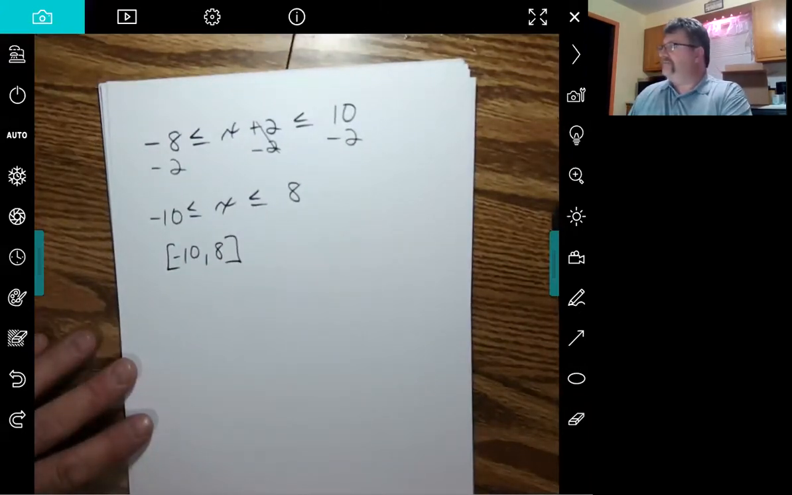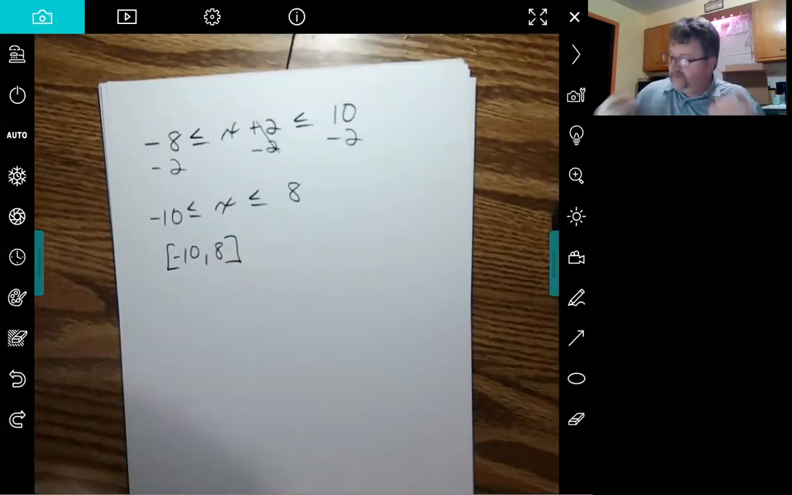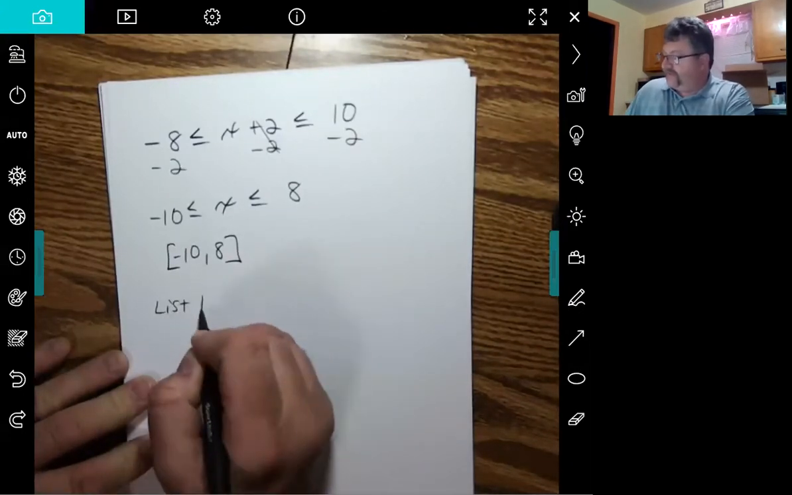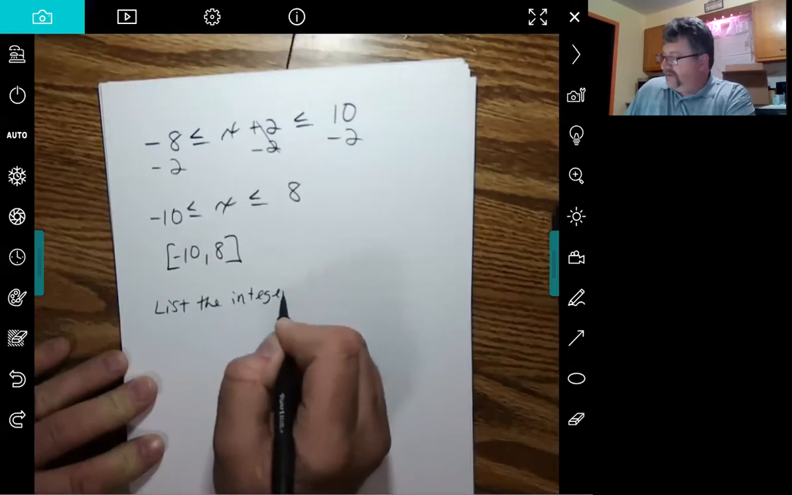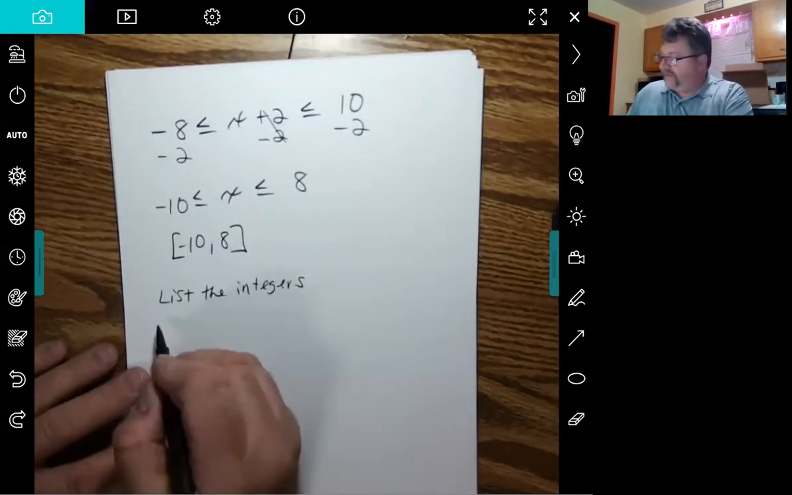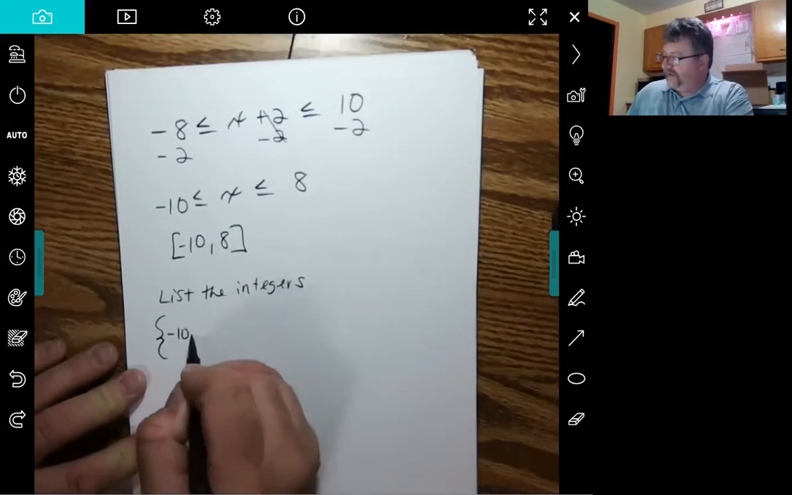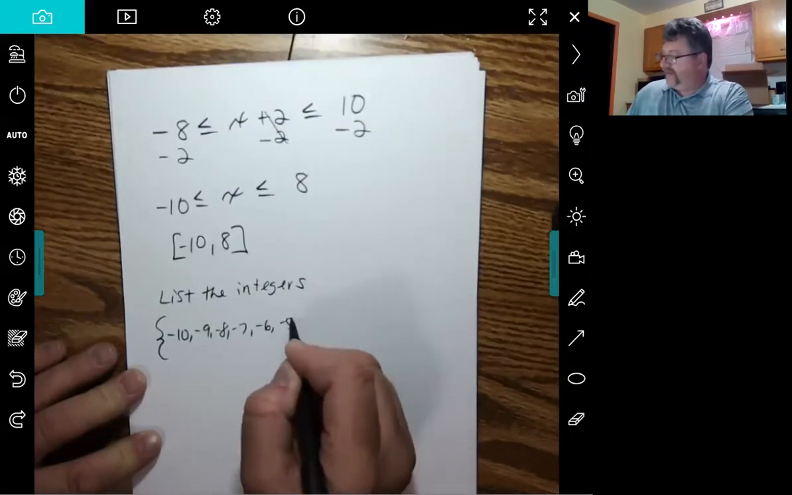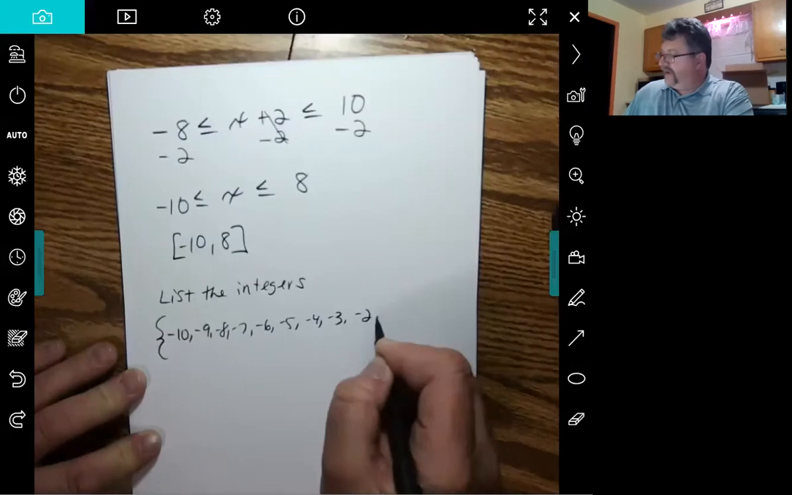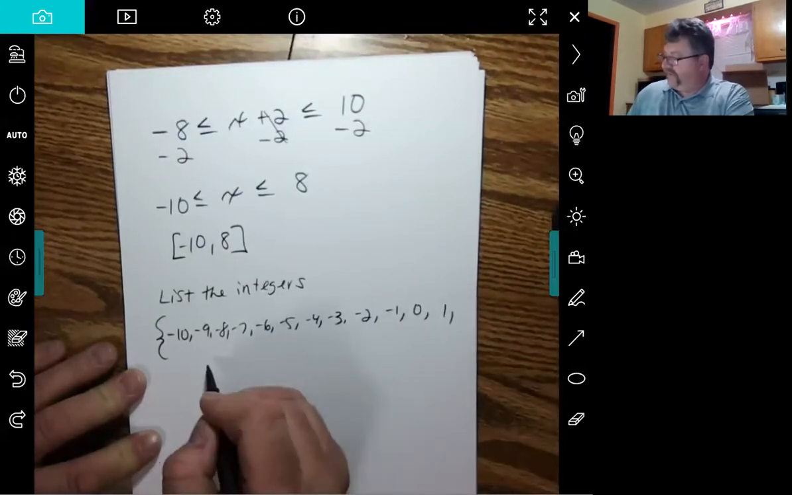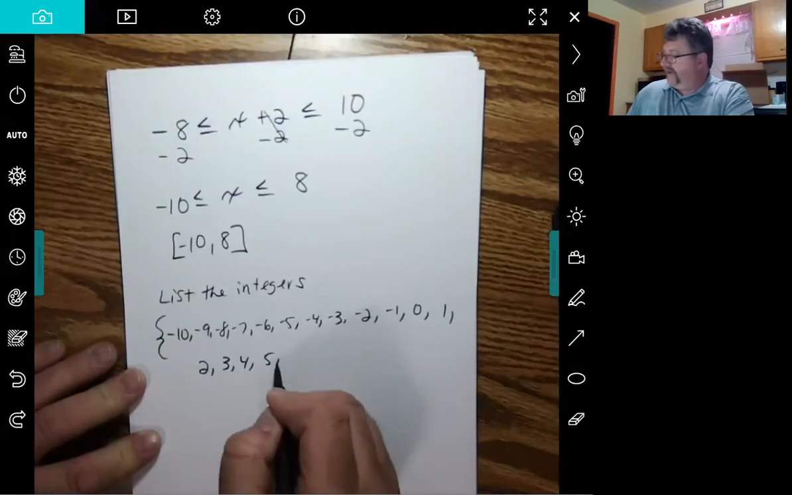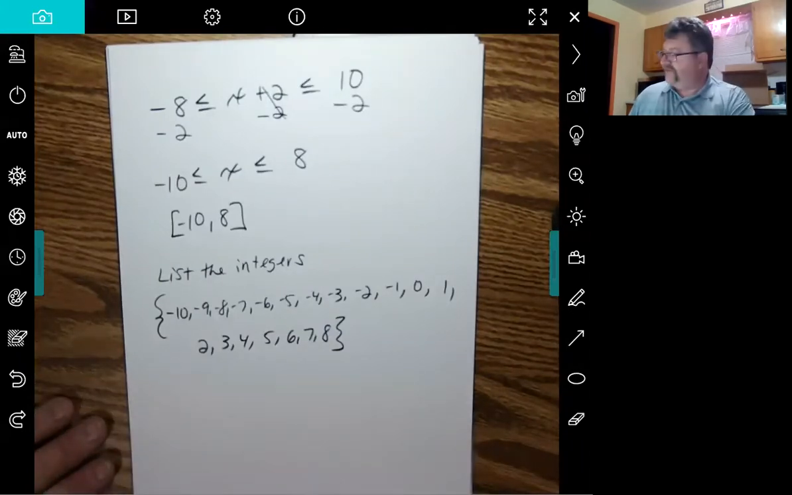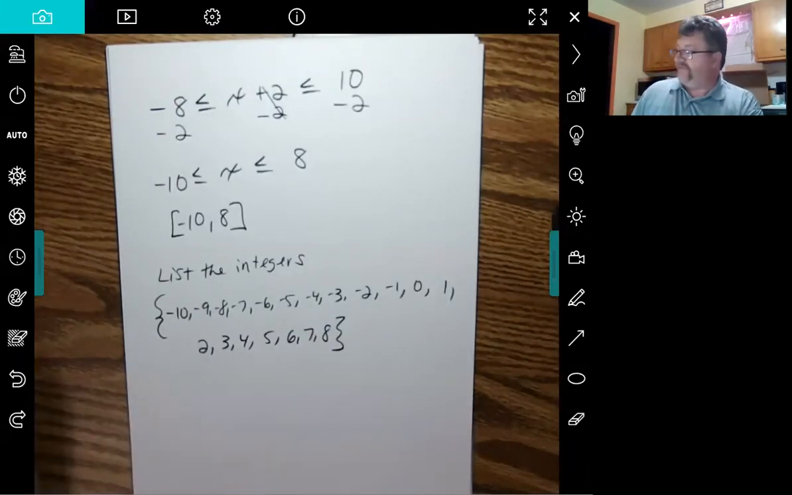Okay, that would be that. How would I list them if it was just integers? Again, these solutions include all numbers, not just integers. But if it said list the integers that fall into this criteria, well, what would it be? Curly braces, it would be -10. Oh boy, I gave myself some work here. -9, -8, -7, -6, -5, -4, -3, -2, -1, 0, 1, 2, 3, 4, 5, 6, 7, 8. Okay? Those are all the integers between -10 and +8, including the -10 and +8.